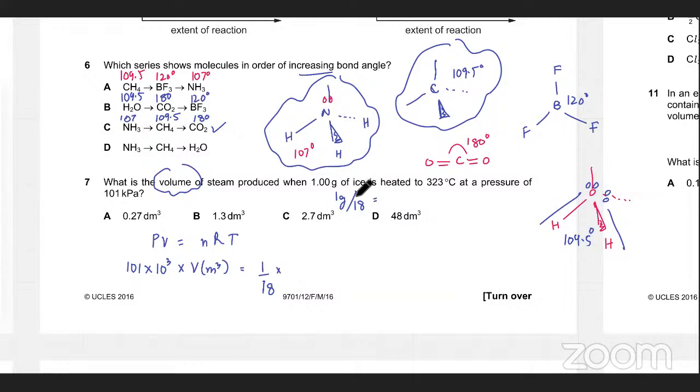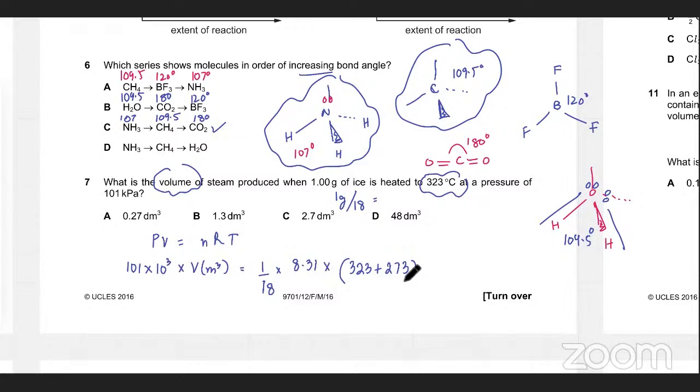And so PV is equal to n. R is 8.31, that's already given in the data booklet. And finally, you have T. This temperature must be in Kelvin, so it's going to be 323 plus 273. It's a simple equation, but you have to get the units correct. All your units have to be exactly the same: pascals, meter cube, moles, 8.31, and kelvins.